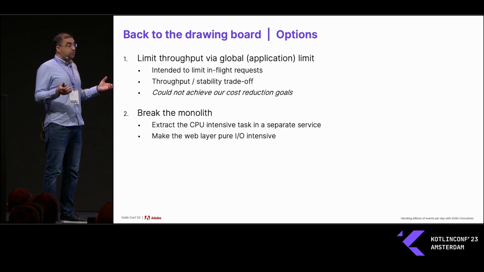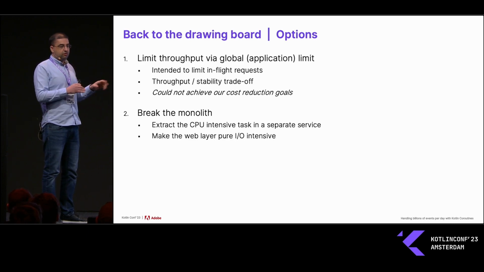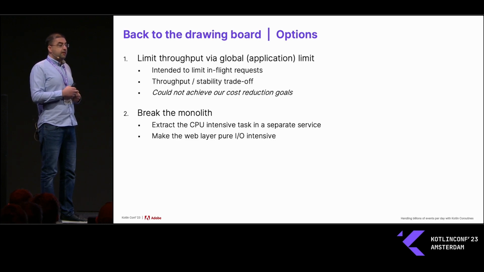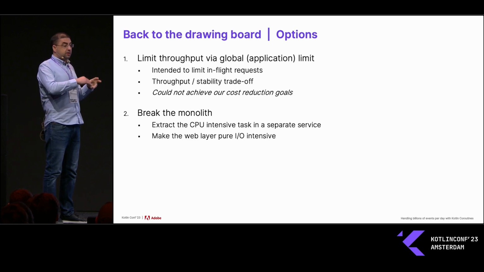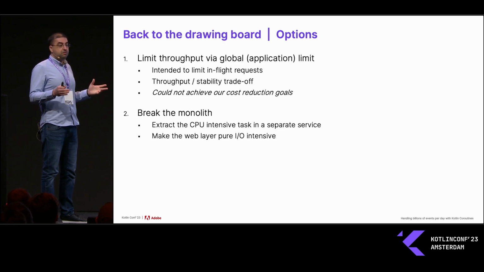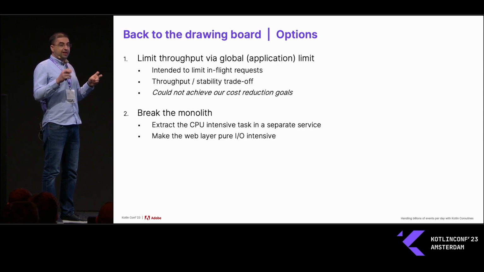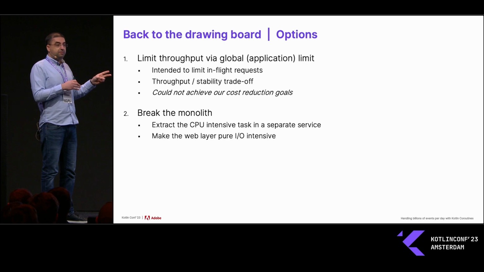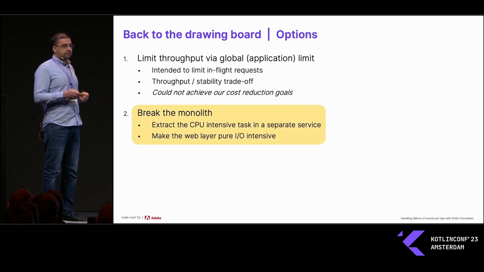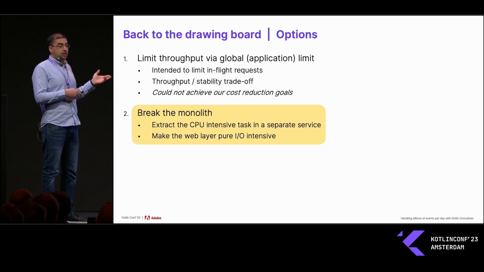The other thing was to look into breaking the monolith. We had a quite old monolithic application. And the idea here is that if we could extract the CPU-intensive task and run it as a separate service, we can then have our web layer doing mostly I/O. And that will ensure that we won't have a head-of-line blocking kind of problem where heavy traffic impacts regular traffic. So since this was a long-time dream of ours, we, of course, chose that.